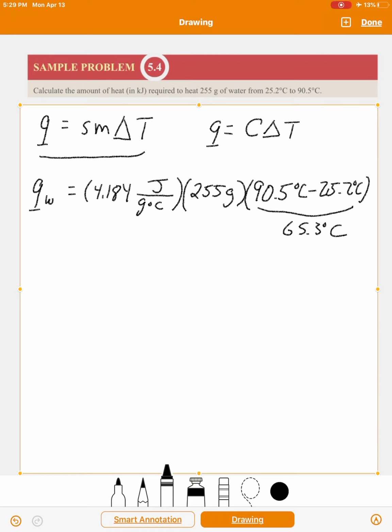So we multiply that by the specific heat, 4.184. Multiply that by the mass, 255, and you get a pretty big number, right? It's a big number. 69,669. So let's round that off. Let's make that 69,700.